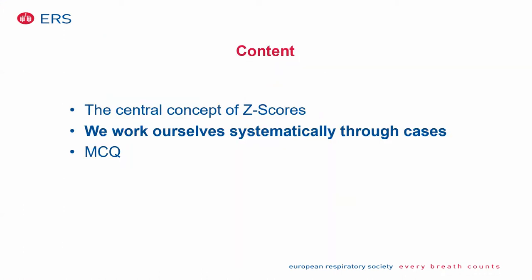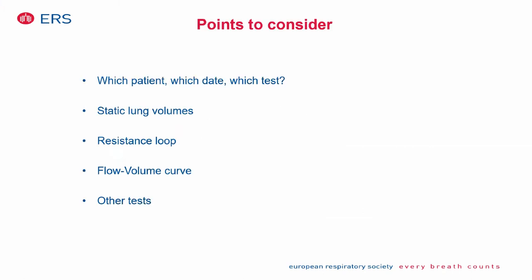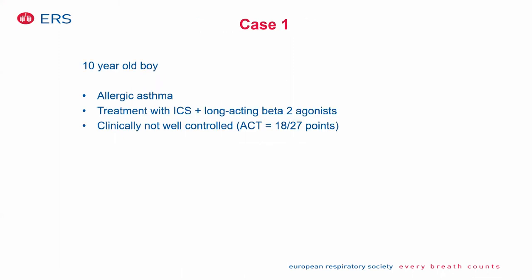And so now we work ourselves systematically through a few cases. When you look at a complete lung function, so the big lung function with the spirometry and the body plethysmography, this is what I suggest you do. First, you look at the patient, really if you have the correct patient, and so the static volumes, then you look at the resistance loop, then the flow volume curve, and then if the patient has done any other tests.